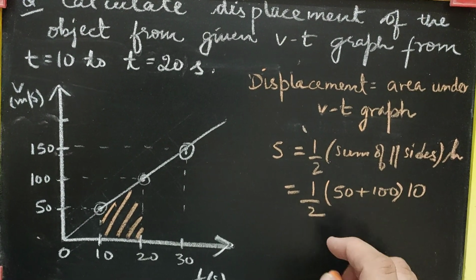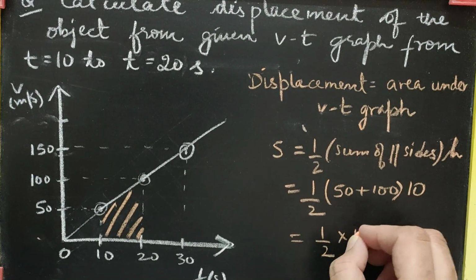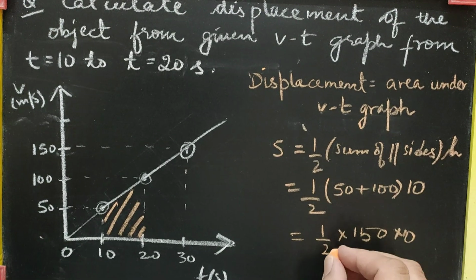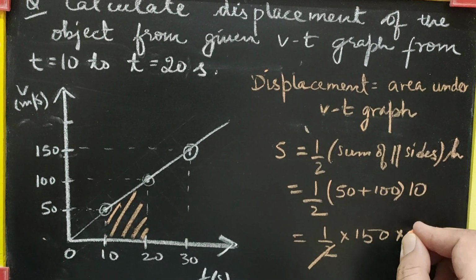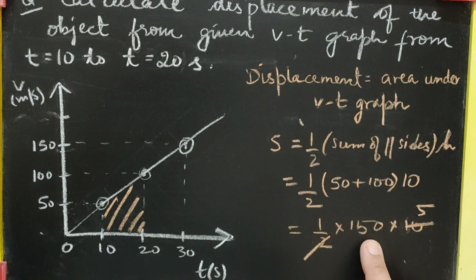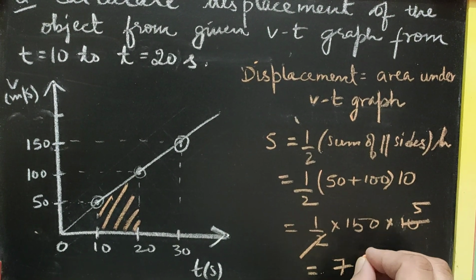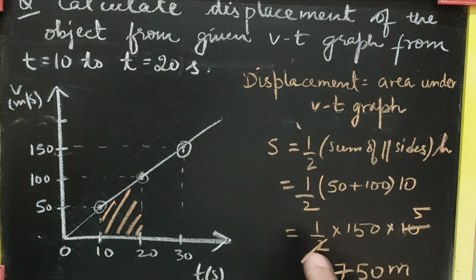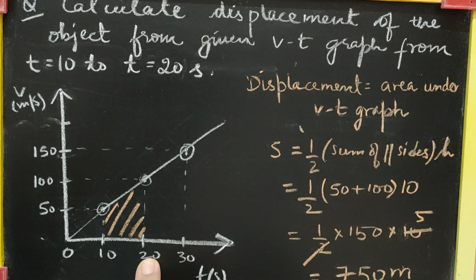Now calculating this, half into 150 into 10. Simplifying it further, we get 150 into 5, or 750 meters. So this is the displacement of the object from t10 to t20 seconds.